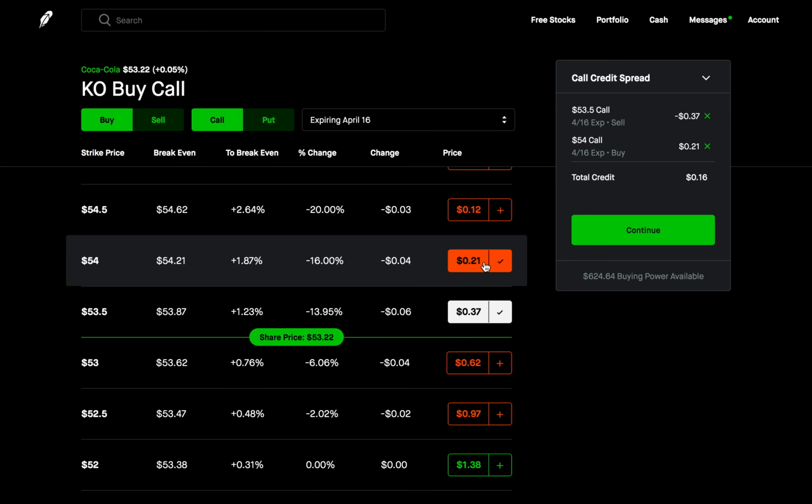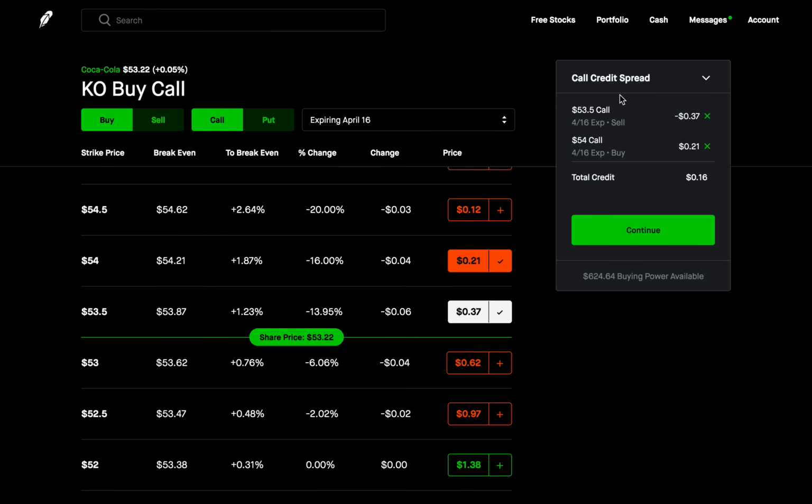I'm going to pay 21 cents per share. There's 100 shares in each one of these contracts, $21. As you can see, it's actually turned into a call credit spread because this is actually going to be a combination of a bull call spread and a bear call spread.